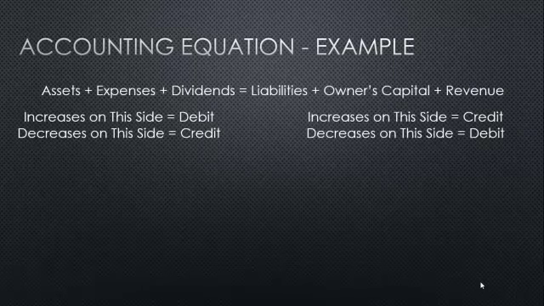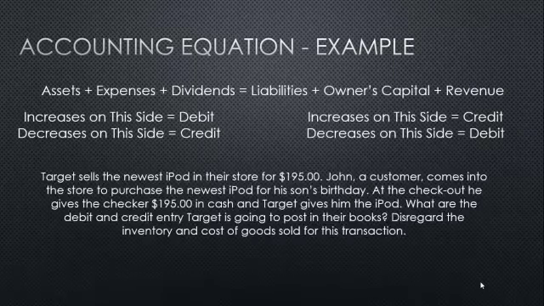So we're going to give you another, more comprehensive example here. Target sells the newest iPod in their store for $195. John, a customer, comes into the store to purchase the newest iPod for his son's birthday. At the checkout, he gives the checker $195 in cash, and Target gives him the iPod. What are the debit and credit entries Target is going to post in their books? Disregard the inventory and cost of goods sold for this transaction. If you remember, this requires two transactions: one for the sale, one for the inventory going out. We're going to ignore the inventory going out.